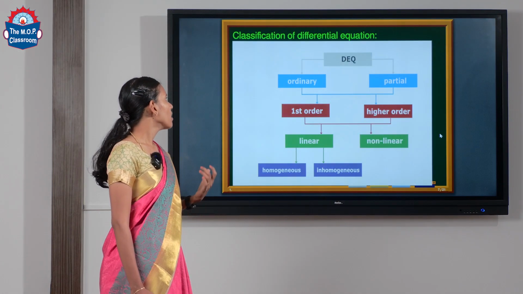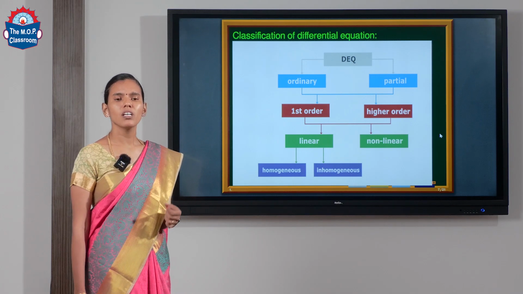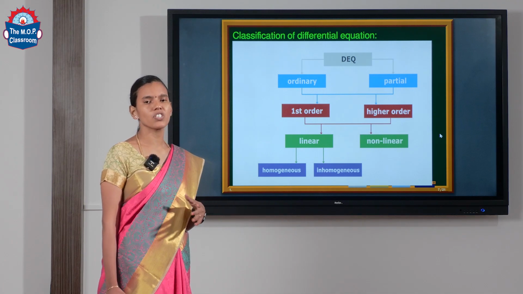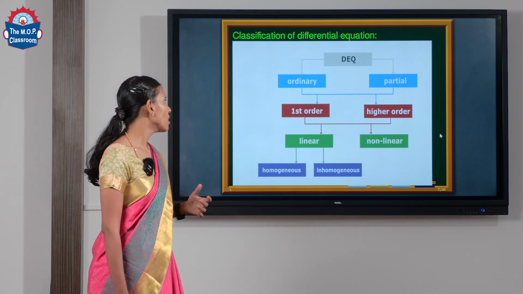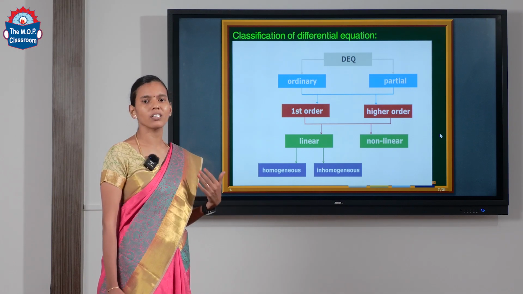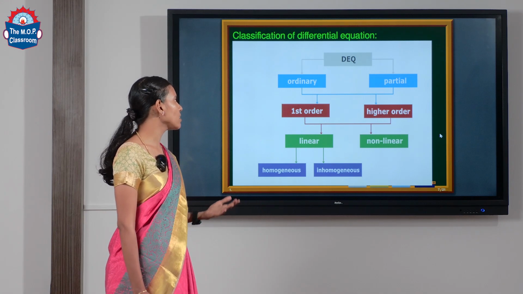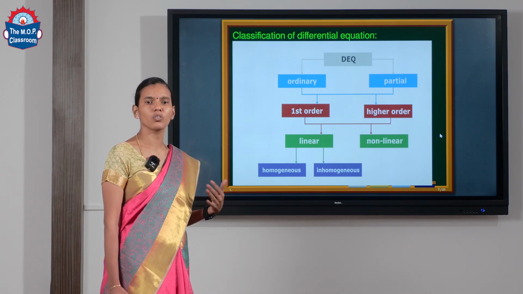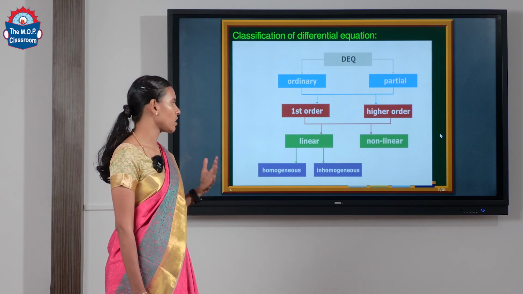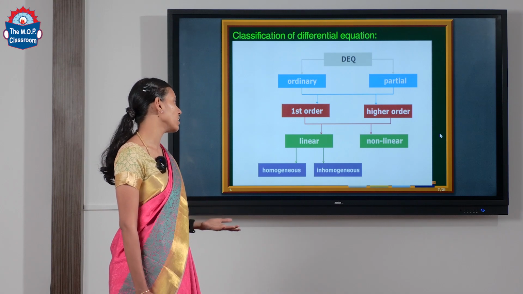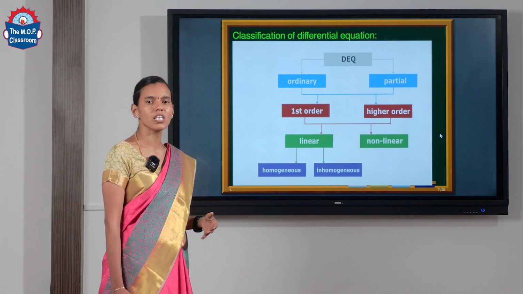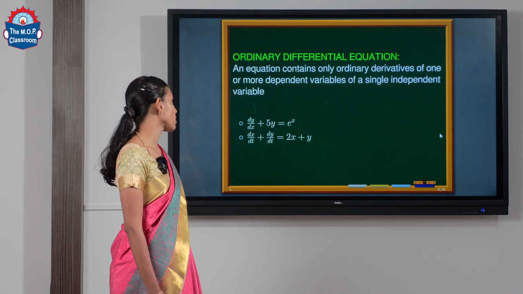Let me classify the differential equation. So differential equation is basically broadly classified into two types, ordinary differential equation and partial differential equation. The ordinary differential equation again can be classified as first order, second order, and it goes on up to higher order. Similarly, the partial differential equation can also be classified into first order, second order, and higher order. The higher order derivatives can again be classified as linear and non-linear differential equations. So the linear differential equation can be subclassified as homogeneous and inhomogeneous differential equation.